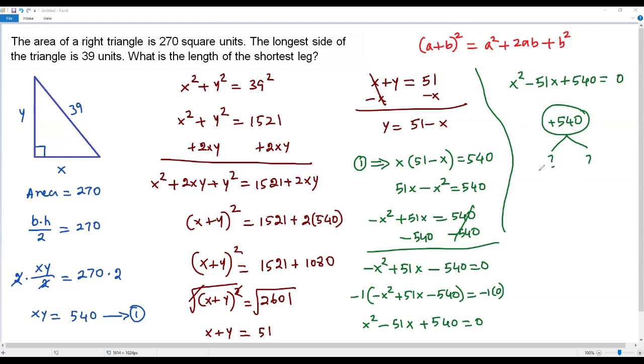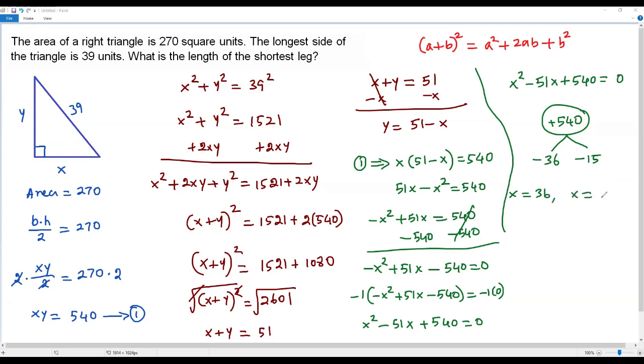I think negative 36 and negative 15 will work. When I multiply negative 36 and negative 15, I'm getting positive 540. When I add them, I'm getting negative 51, which is the coefficient of x. Now to get the two values of x, I have to divide these two factors by the coefficient of x squared, that is 1. Even if I divide these two factors by 1, I still get the same values, negative 36 and negative 15. To get the first value of x, I have to change the sign of this factor. It's negative 36, so if I change the sign, it becomes positive 36. So that's the first value of x.